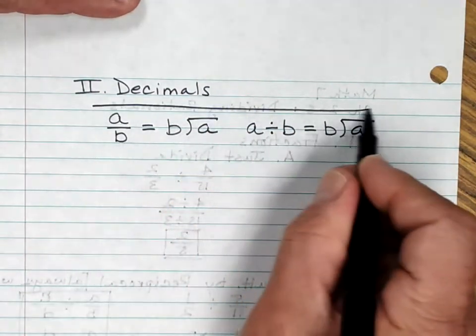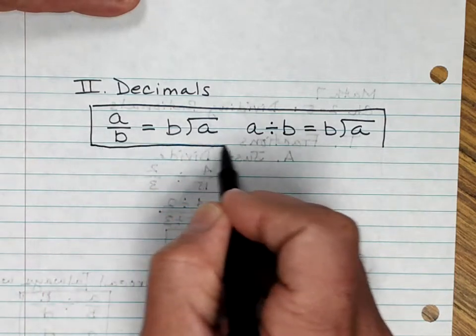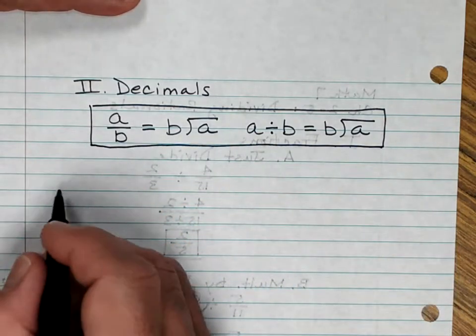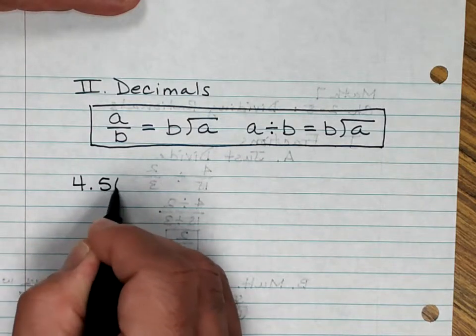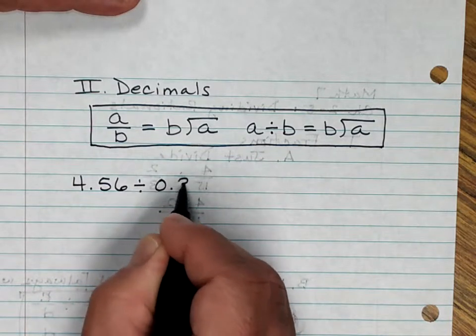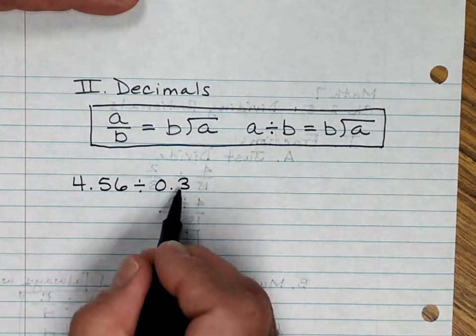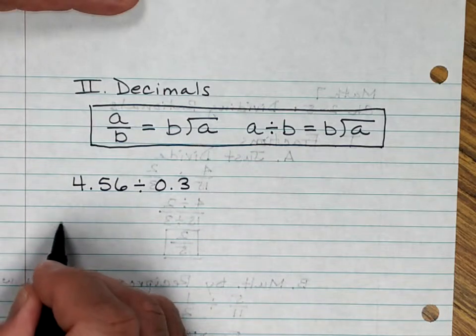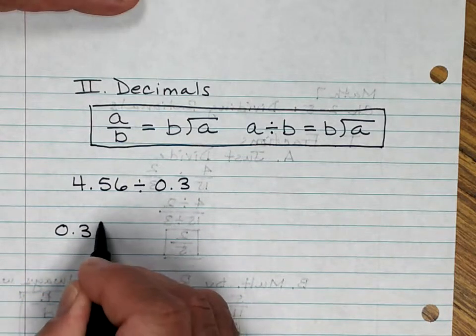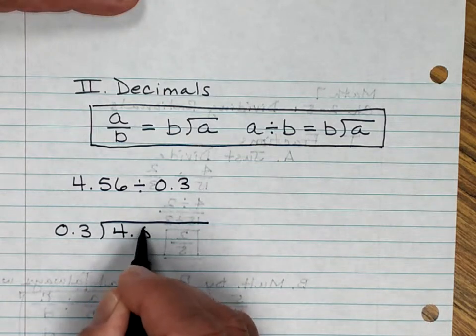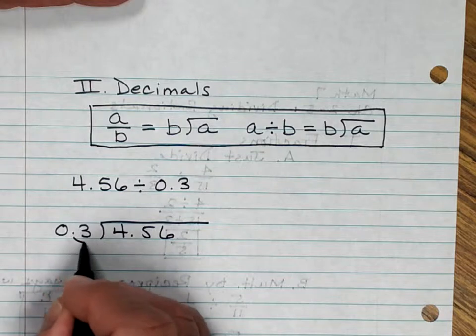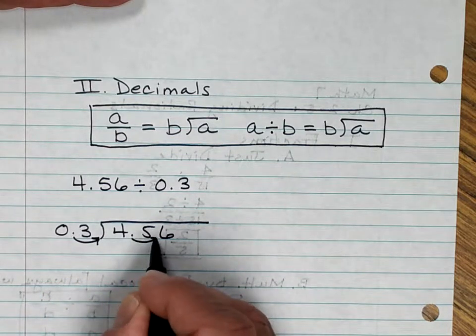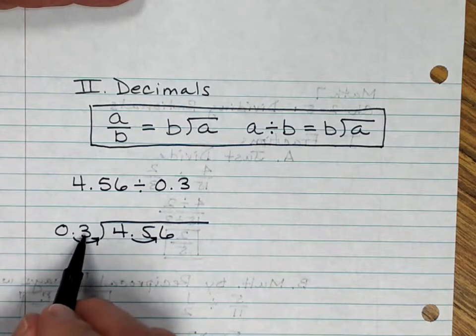Again, something to always think about. 4 and 56/100 divided by 3/10. So if this is A and this is B, it's going to look like this. Don't forget, we're going to have to move our decimals, so let's do that now. This is going to shift here, and this is going to shift here. And the reason why, if you remember from elementary school, is we want to divide by a whole number.